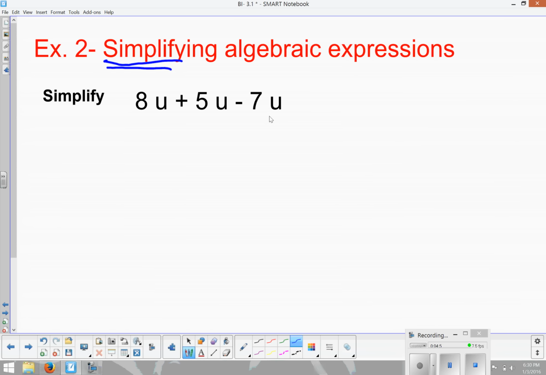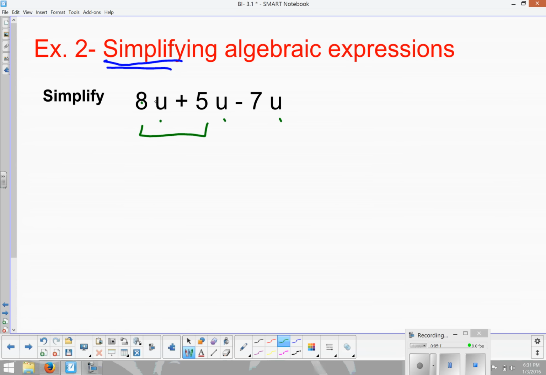Now, we first need to see if they all have the same last name, same variable. I see a u here, a u here, and a u here. So we're good to go in combining it. If they don't have the same variable, then you can't combine them. But since they do, we are going to combine them. So we'll combine these two first. Again, you can't do three at a time, so we're going to do them in order of operations, left to right. And it says here 8u plus 5u.